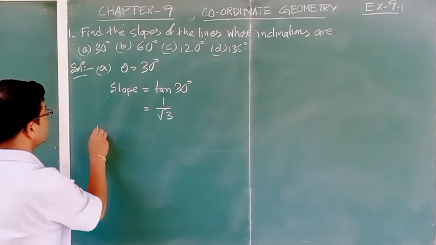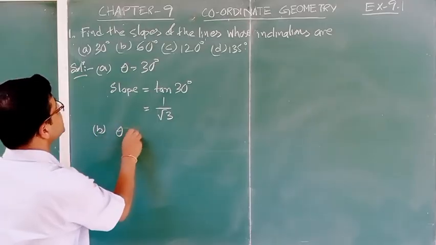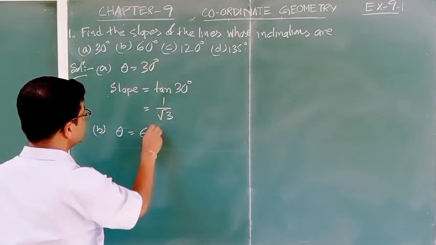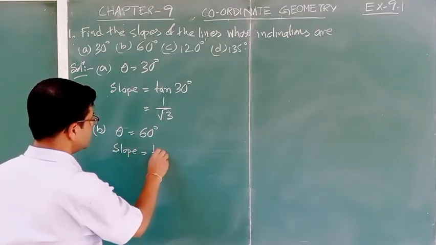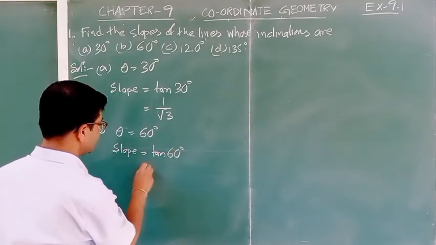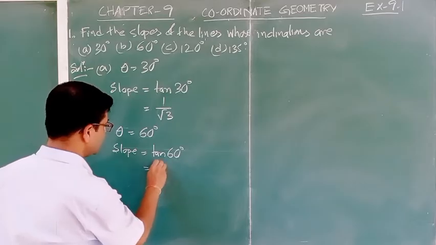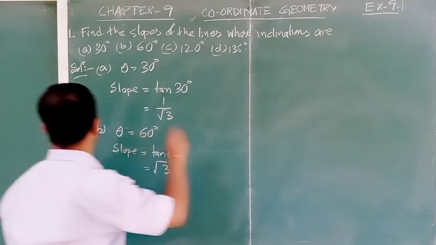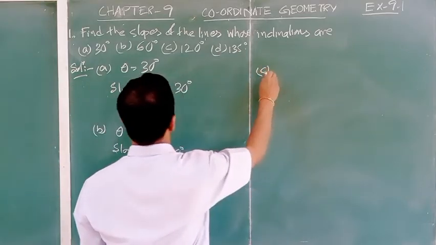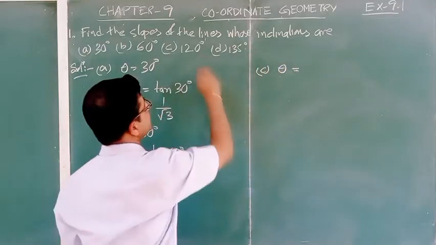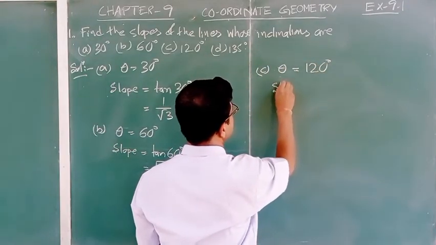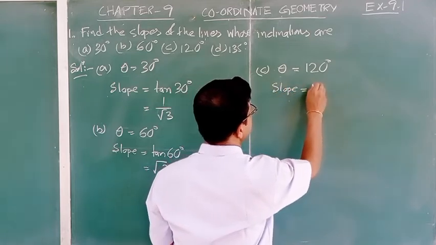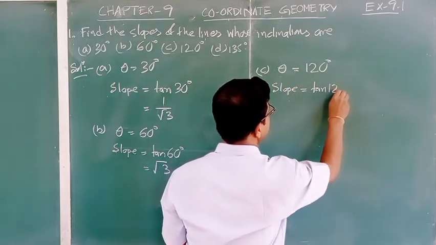Very simple. Now part B. Here theta is 60 degrees. So slope is tan 60 degrees, which is root 3. Got it? Now let us come to part C. Theta is 120 degrees, so the slope is tan 120 degrees.